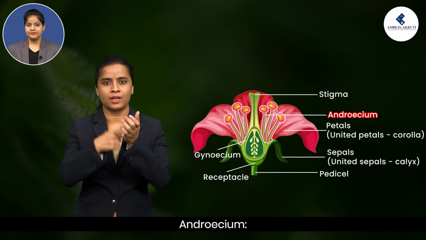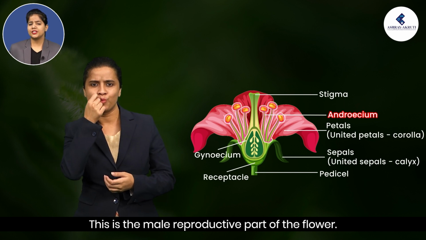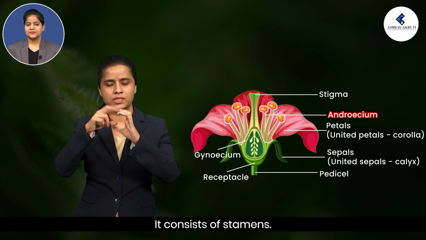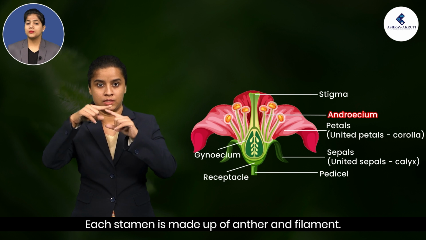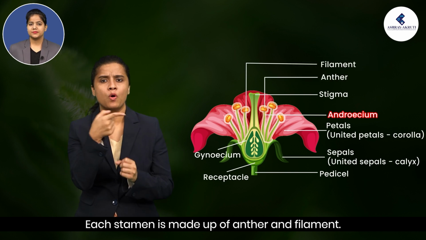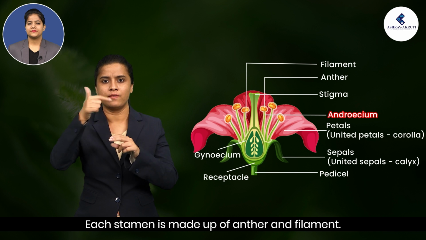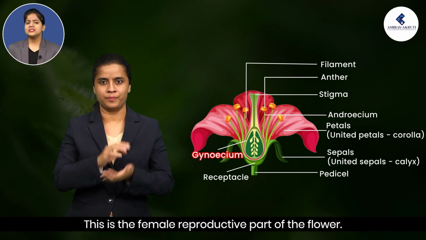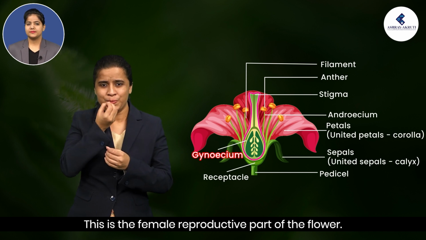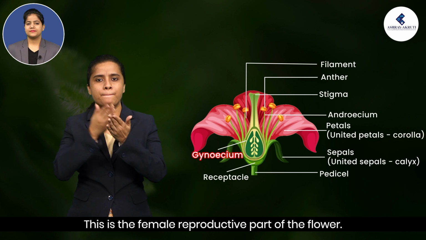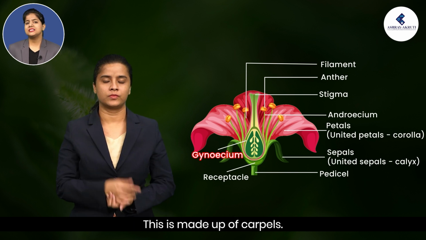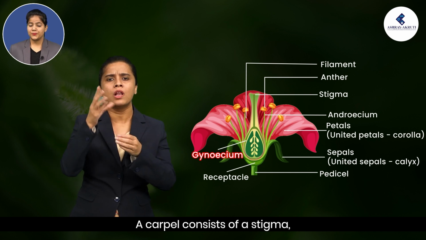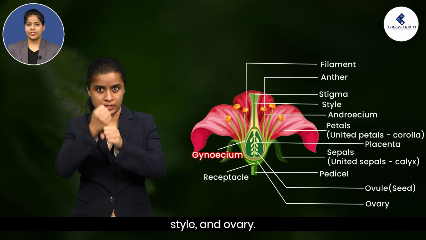Androecium. This is the male reproductive part of the flower. It consists of stamens. Each stamen is made up of anther and filament. Gynoecium. This is the female reproductive part of the flower. This is made up of carpels. A carpel consists of a stigma, style, and ovary.